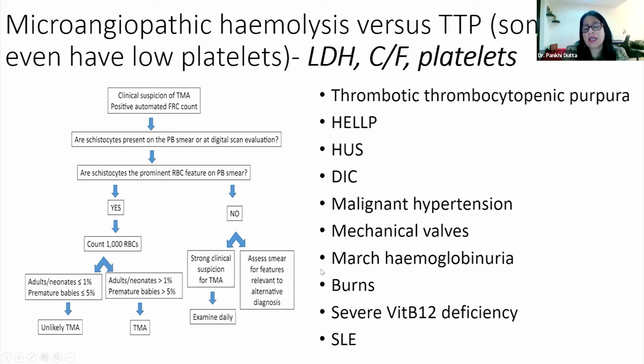And then there are so many other situations, even severe vitamin B12 deficiency would be associated with some amount of fragmentation. But TTP needs to be separated out because the treatment is very specific. And if we do not treat urgently, the mortality can be as high as 90%.